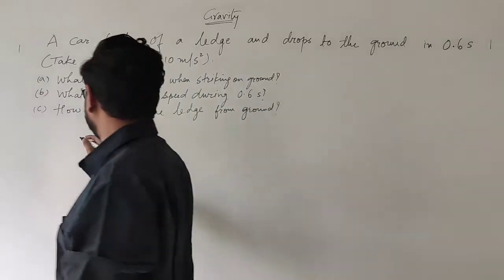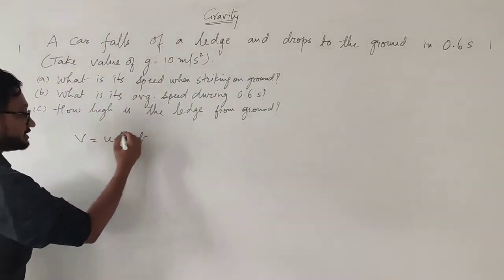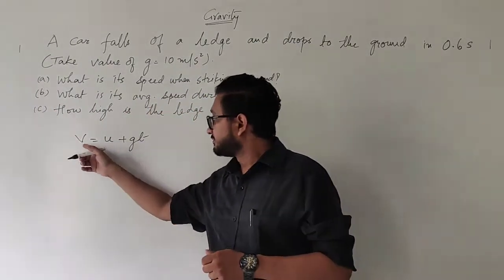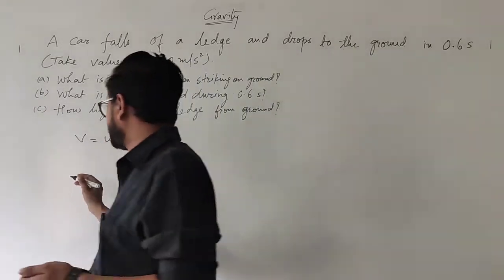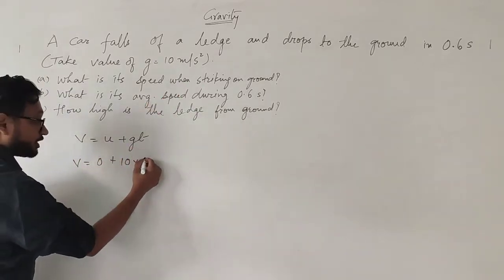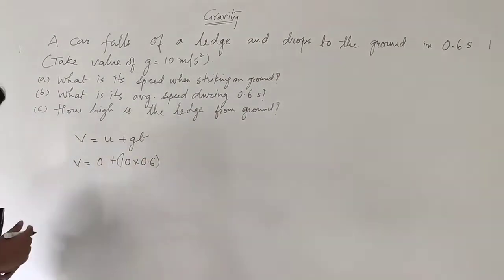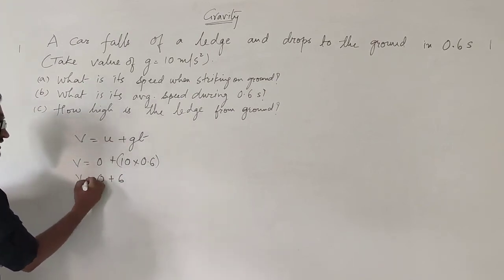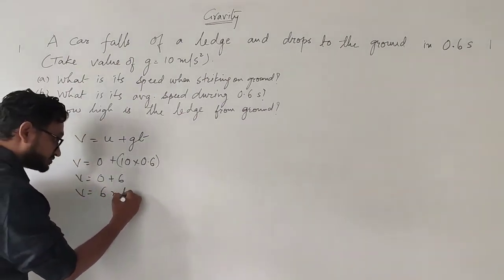So in order to do that, we will use the first equation, that is v is equal to u plus gt. Quite simple actually. Final velocity you are supposed to find. Initial velocity is 0. So v is equal to 0 plus 10 into 0.6 seconds. Time is already in seconds. Multiply this. 10 into 0.6 becomes 6. So v is equal to 0 plus 6. Therefore v is equal to 6 meters per second.